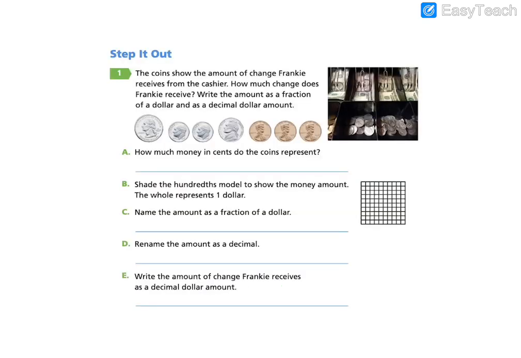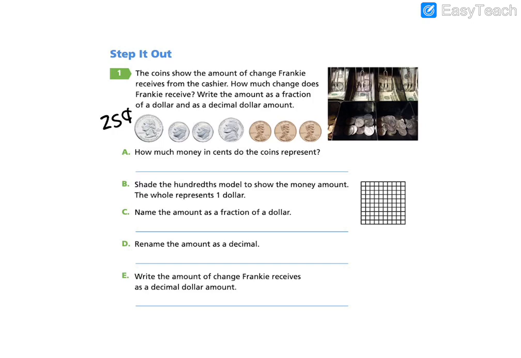The coins show the amount of change Frankie receives from the cashier. How much change does Frankie receive? Write the amount as a fraction of a dollar and as a decimal dollar amount. The first thing we need to do is find how many cents is received. So we start with our quarter of 25 cents.